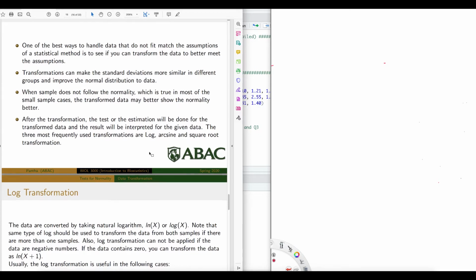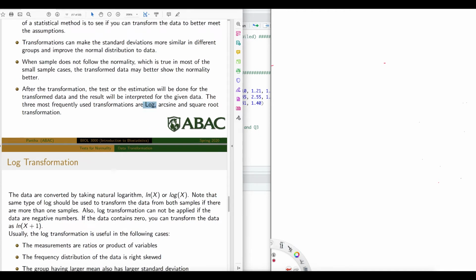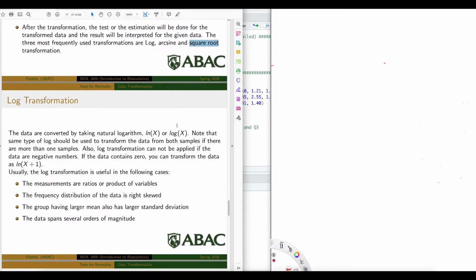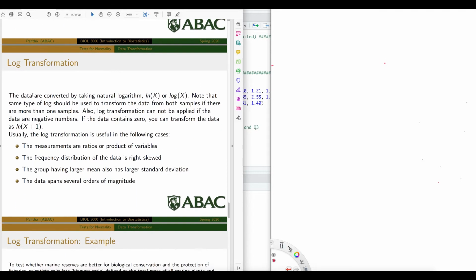The three most frequently used transformations are the log transformation, the arcsine transformation, and the square root transformation. Okay, let us talk about the log transformation. The data are converted by taking the natural log, so ln x, where x is the data set. Whatever data set you have, you just take ln of it, or log x, okay? Log x is base 10, the common logarithm. Ln x is the natural logarithm.